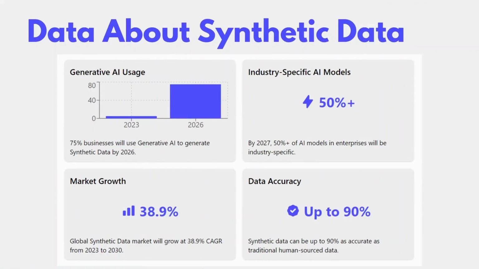We discussed the positive and negative sides of synthetic data. But let's see synthetic data in numbers. According to the Gartner website, as of 2023, 5% of companies are using Gen AI to generate synthetic data, which is projected to increase to 75% by 2026.